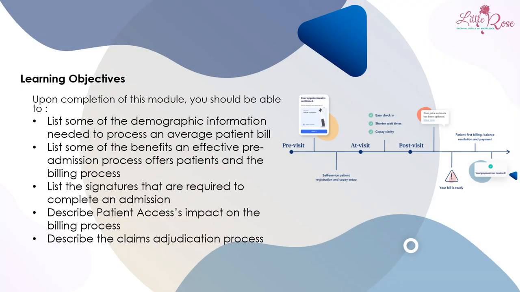Learning Objectives. Upon completion of this module, you should be able to list some of the demographic information needed to process an average patient bill, list some of the benefits an effective pre-admission process offers patients and the billing process, list the signatures that are required to complete an admission, describe patient access's impact on the billing process, describe the claims adjudication process.